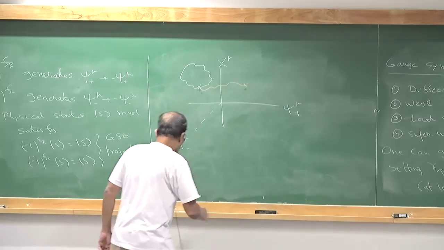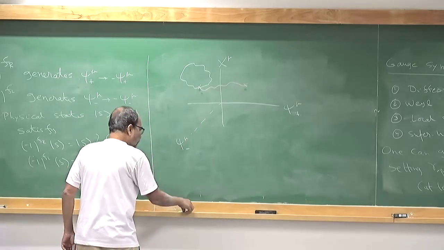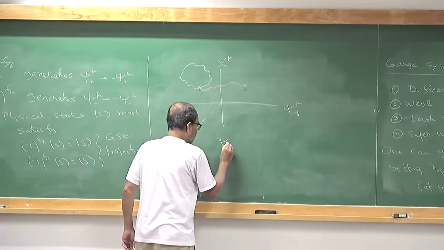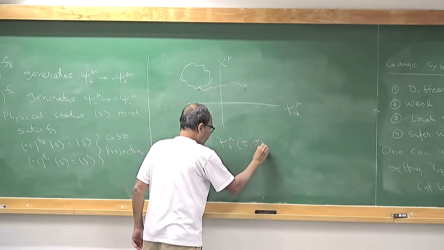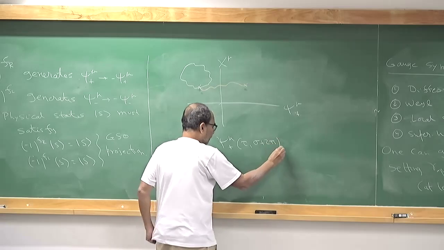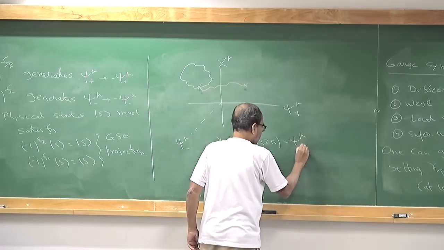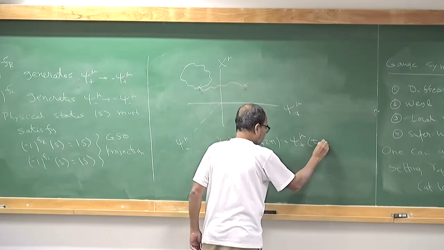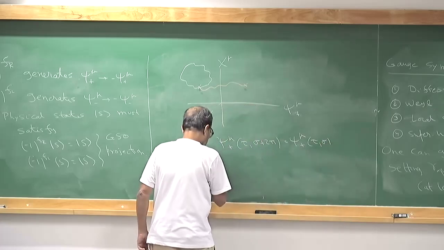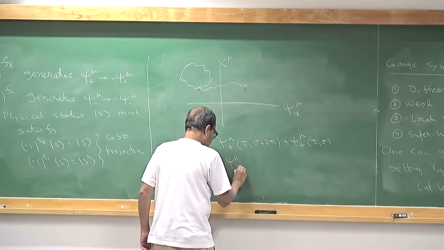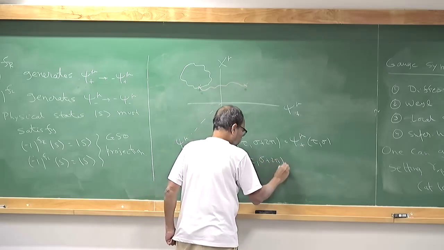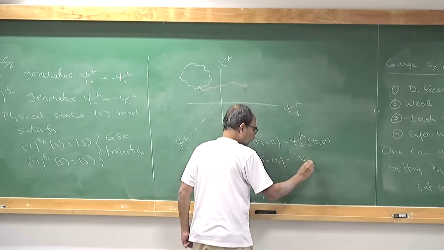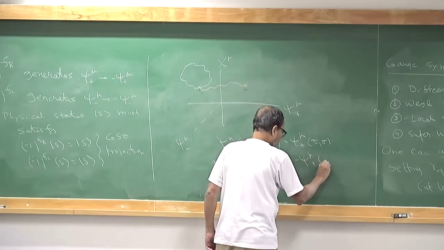So in terms of boundary condition, this means that psi mu plus at tau, sigma plus 2 pi could be psi mu plus at tau, sigma, or psi mu plus at tau, sigma plus 2 pi could be minus psi mu plus of tau, sigma.